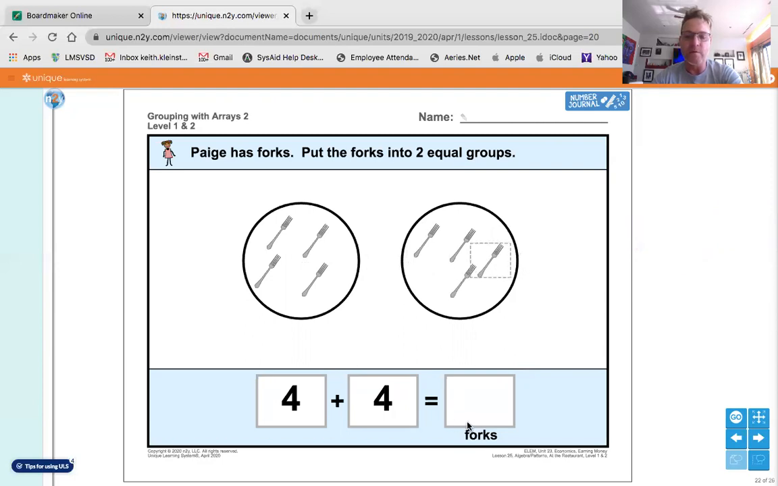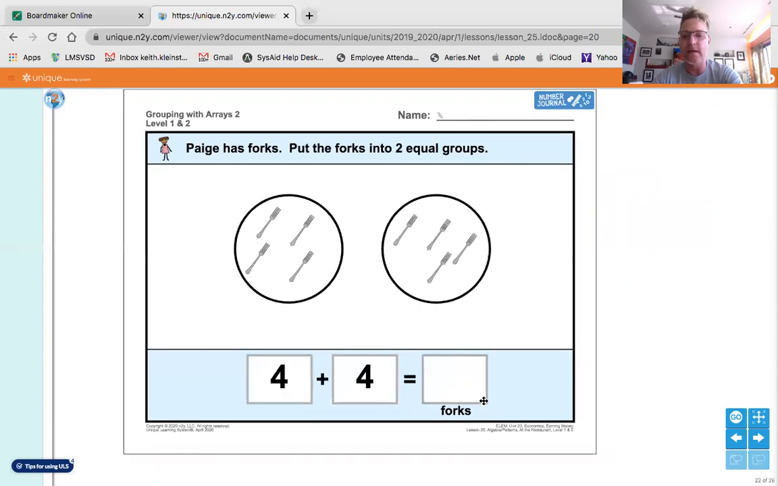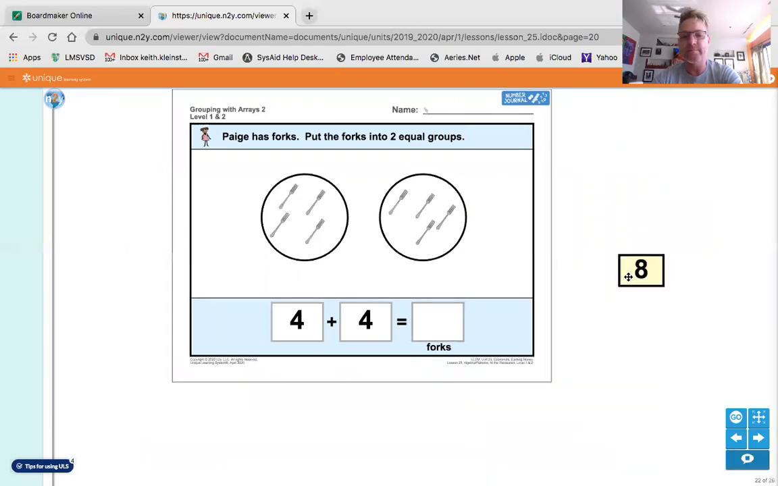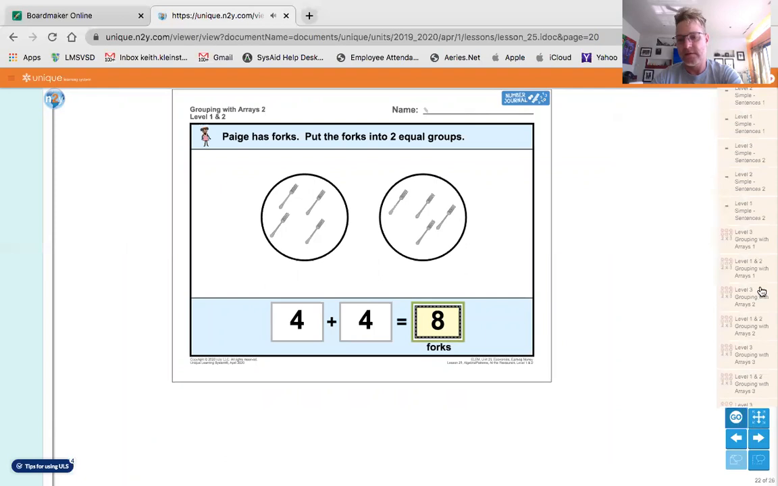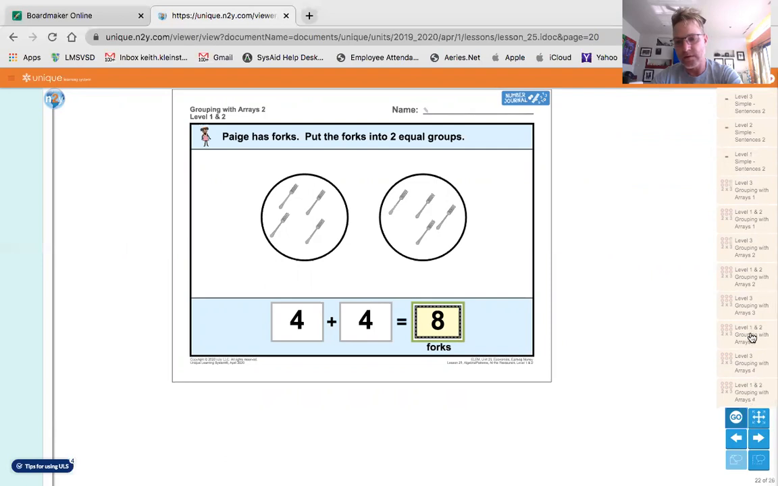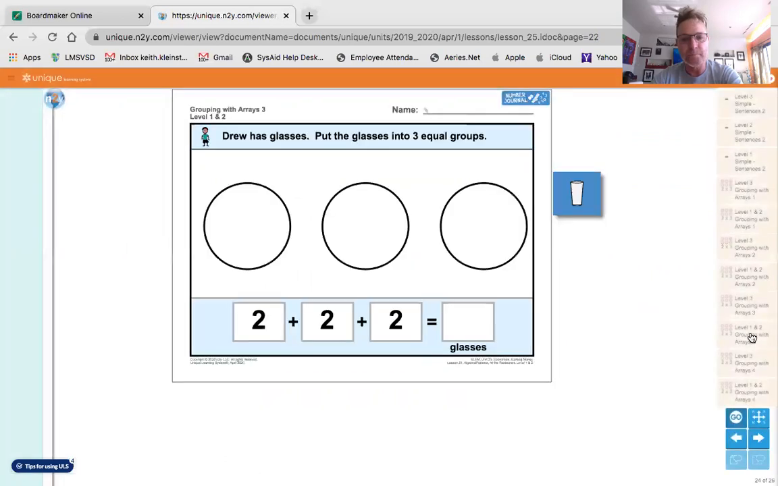So to figure out what the total is, we start to count with a strategy called count on. So we can start at 4, because we know there's 4 here. 4, 5, 6, 7, 8. So the answer is 8. Okay. So we did that one. Now we're on to, let's double check. Oh yes, glasses now.